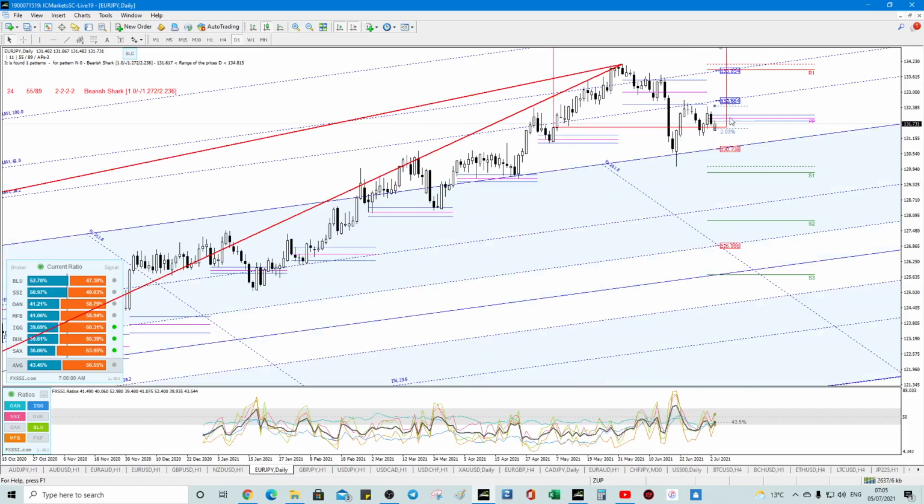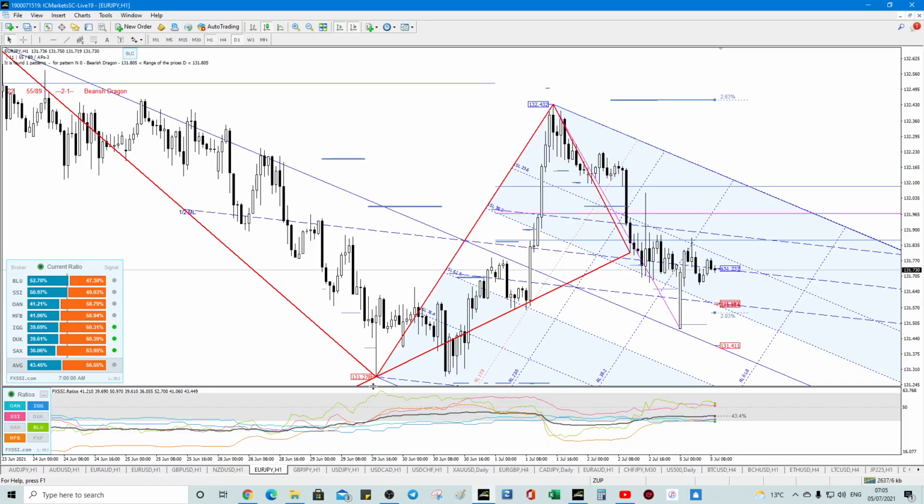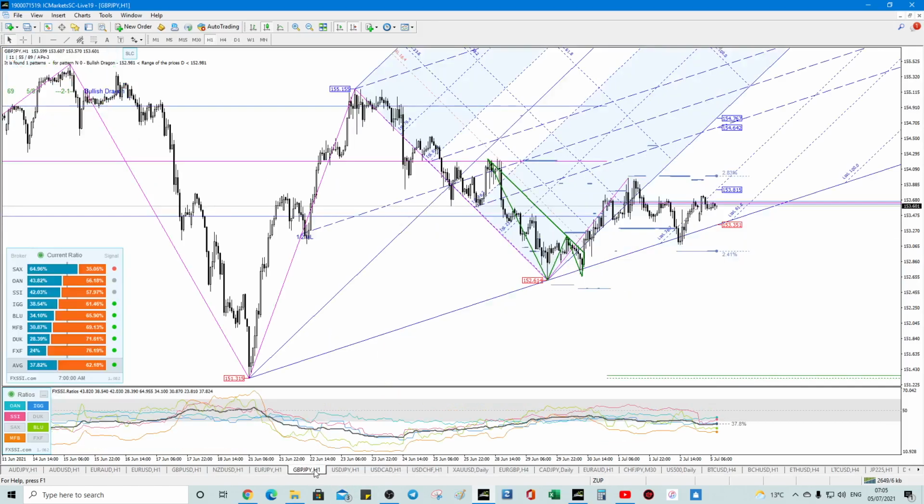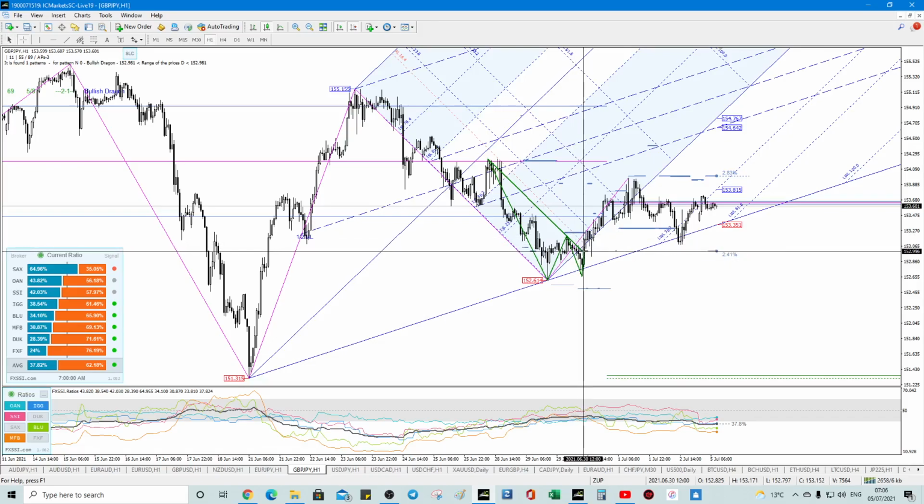I don't really trust any of these moves. Let's go back to hourly. So the hourly matches the daily because we've got bearish harmonics on both. Pound yen. There's your monthly pivot, 154 and 153. So this is your buy because of the dragon, which is a diagonal break there.